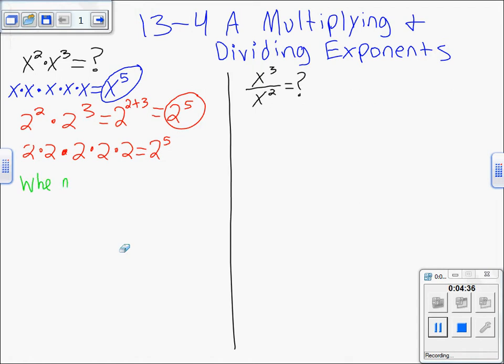So when multiplying like bases, meaning the bases are x, they have the same base, and here the base was 2, they were the same. When multiplying like bases, add the exponents. That's essentially what it's saying. That is the product of powers. The product property of powers. When multiplying like bases, add the exponents. That's what you're going to do. So we're going to use that skill, that concept, to do many more questions as well.